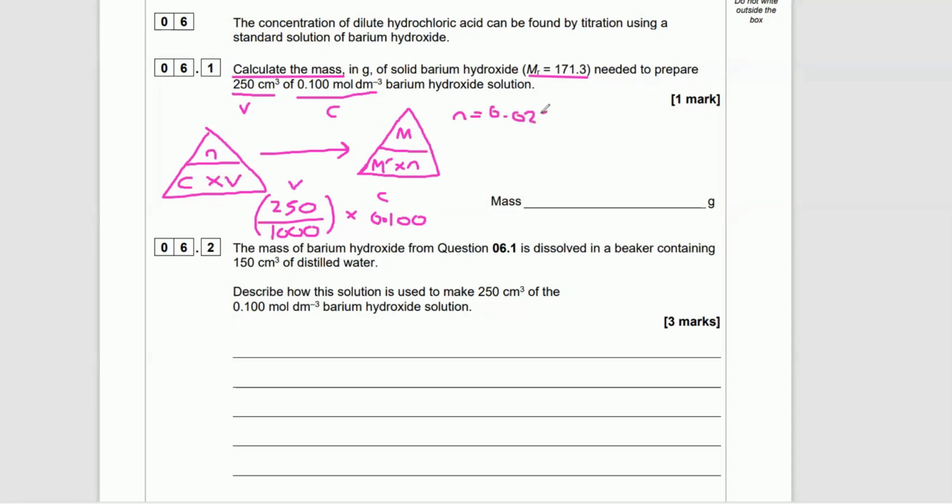So 0.025, which is our moles we found from volume times concentration. And we're going to multiply that by 171.3, which is the MR of barium hydroxide. And now we're going to get our final answer, which is in mass. And it works out like 4.285. Okay, 4.285 grams. And there we go. Now let's move on.